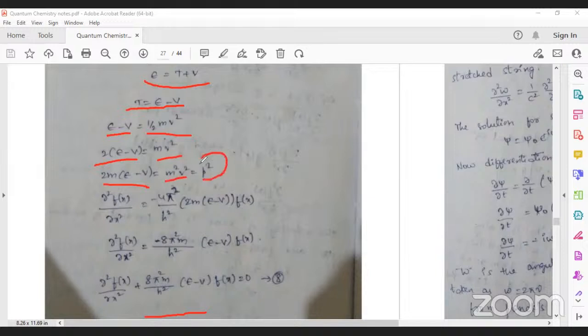Now m square v square is equal to p square. Therefore, in the previous equation, the p square value will be substituted. We'll get this equation: dou square f of x by dou x square is equal to minus 4 pi square by h square into 2m into E minus V into f of x. By multiplying the 2m, we will get minus 8 pi square m by h square into E minus V into f of x.